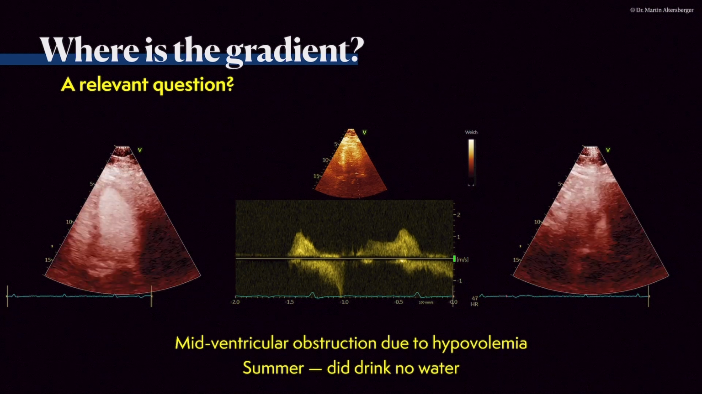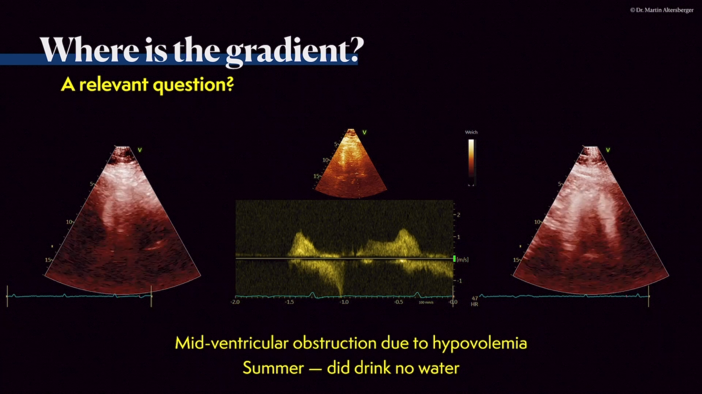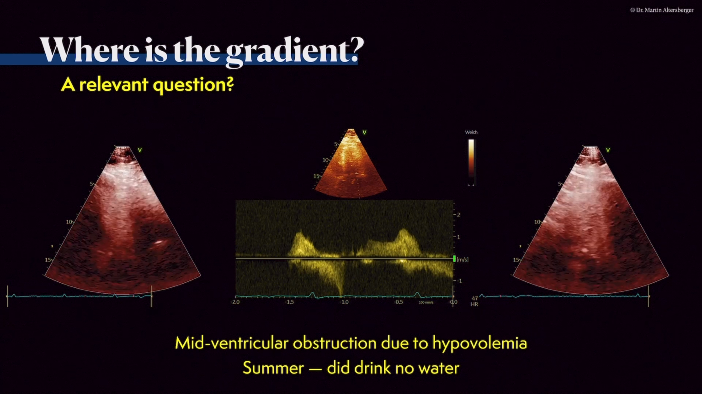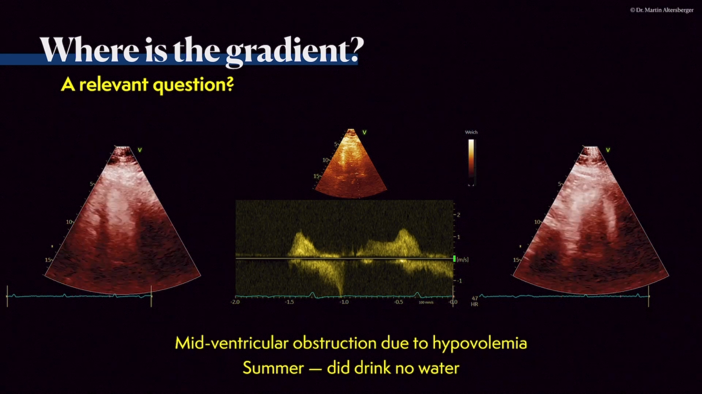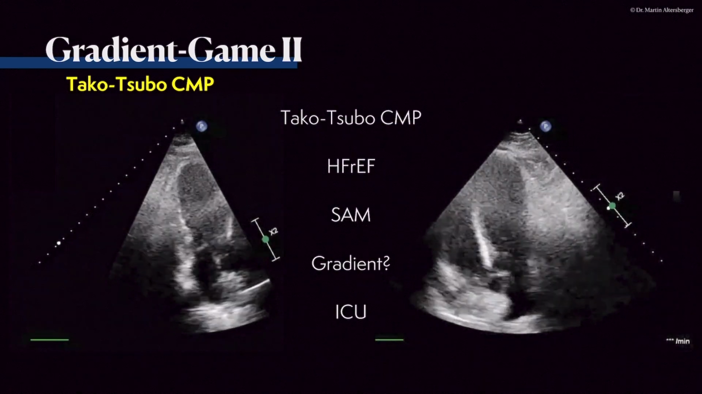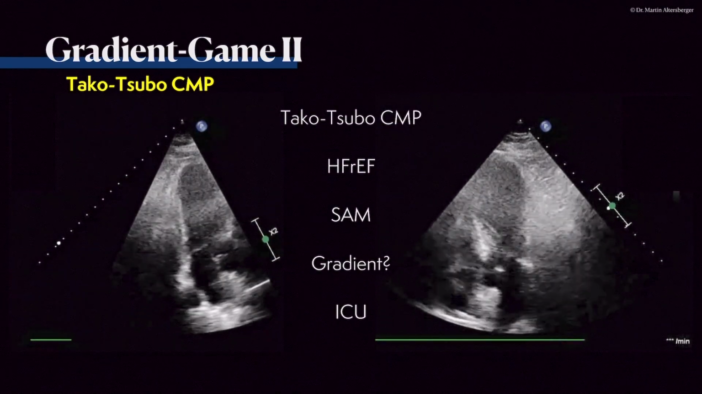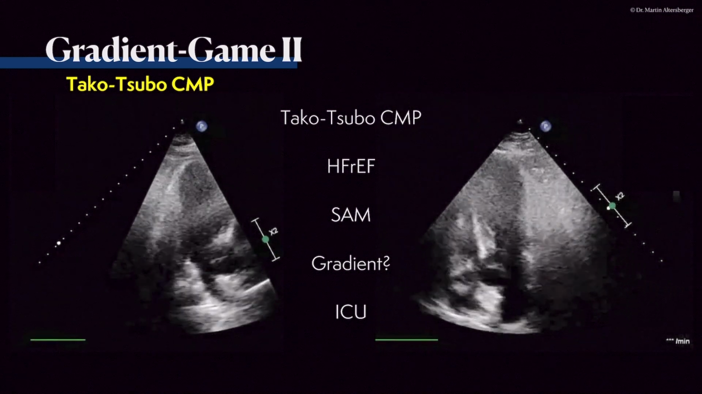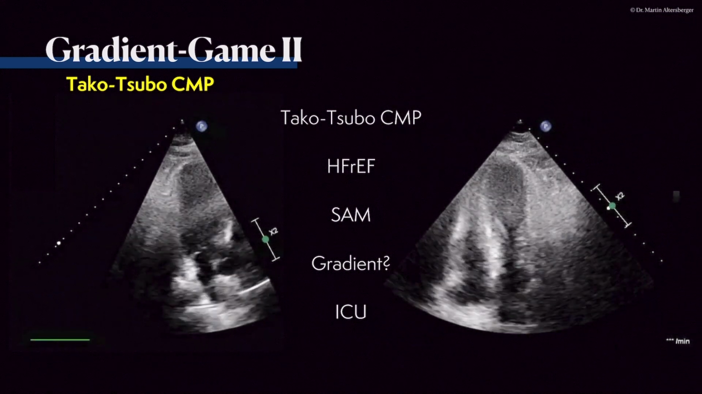You see here again the continuous wave Doppler where you see this gradient again. And in this 2-chamber view, you see even more clearly this mid-ventricular obstruction due to hypovolemia. It was summer, and the patient did not drink a lot of water. So a case of hypovolemia. And the gradient is in the area of the mid-ventricle, so not in the LVOT.